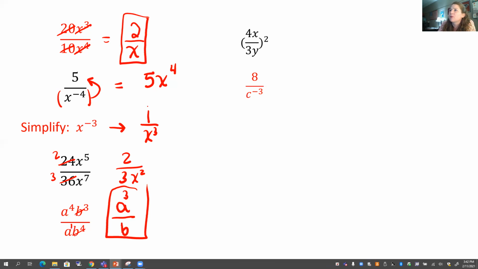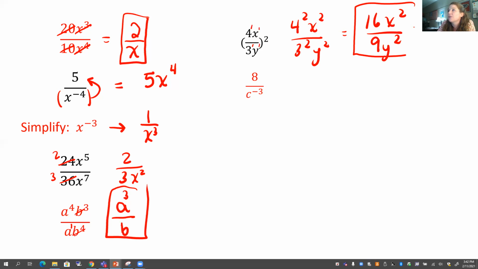All right, remember what you do when you have any exponents raised to a power. You're going to multiply every single exponent, in this case, they're all ones, by the number 2. So we're going to have 4 squared x squared over 3 squared y squared. Now you can always simplify those coefficients that have an exponent. So 4 squared is 16x squared. 3 squared is 9y squared. And that's my final answer.